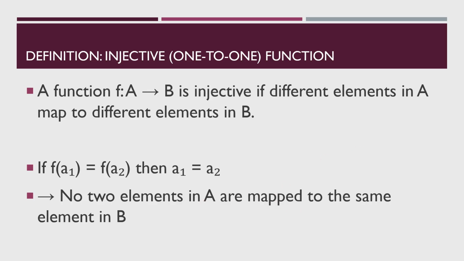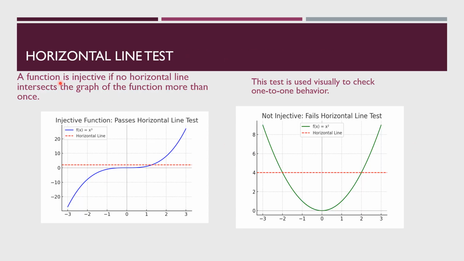So let's move to the next one. We have something we call the horizontal line test. A function is injective if no horizontal line intersects the graph of the function more than once. So if you see a function and the function is one-to-one, then the function has to pass this particular test, and the test is the horizontal line test. The horizontal line is the line that we draw which is parallel to the x-axis. So look at this particular graph.